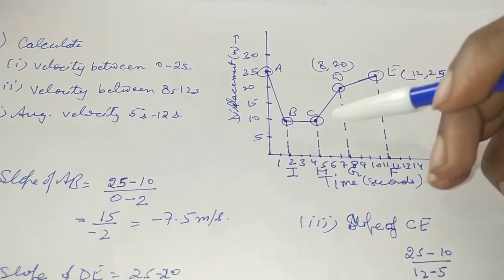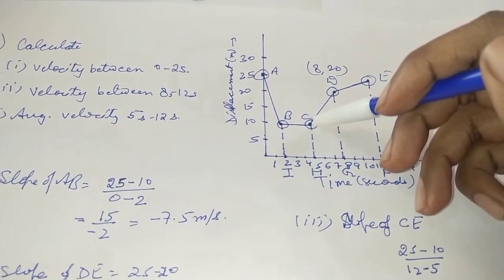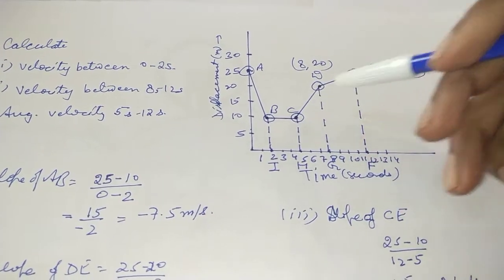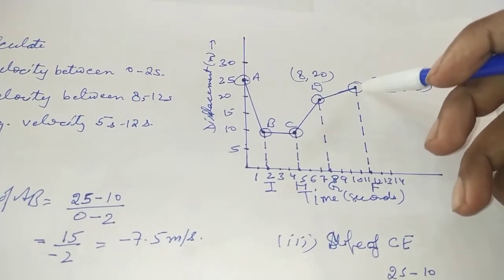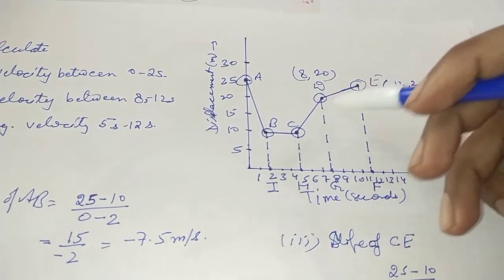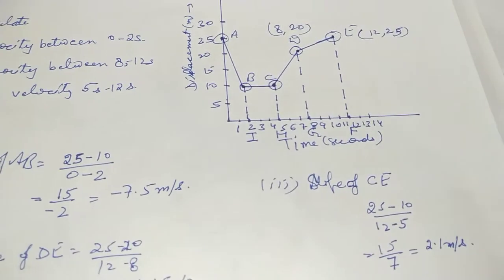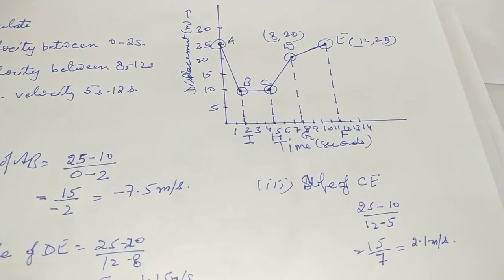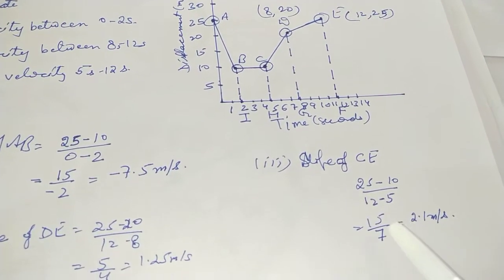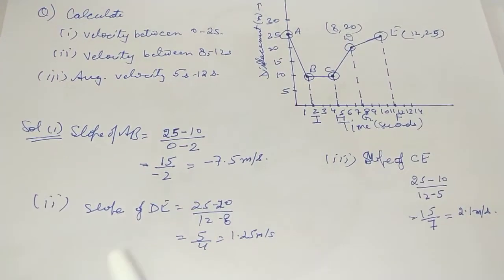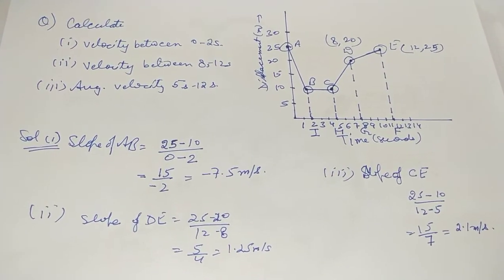So, the average velocity for the displacement time graph between 5 and 12 seconds. At 5 seconds it is at position C, at 12 seconds it is at position E. So, the average velocity between these 2 points: again y2 minus y1 upon x2 minus x1. That will give us 25 minus 10 upon 12 minus 5, that will be 15 upon 7, which is 2.1 meter per second. So, this is the way in which we have to deal with any graph question.